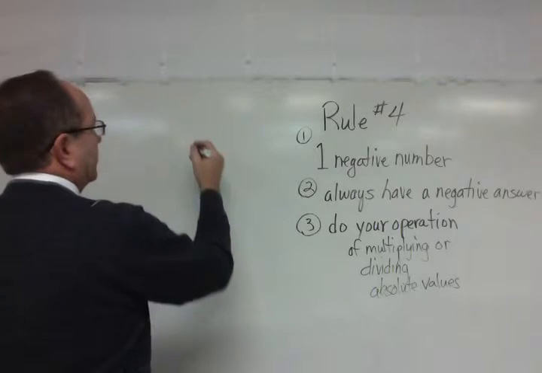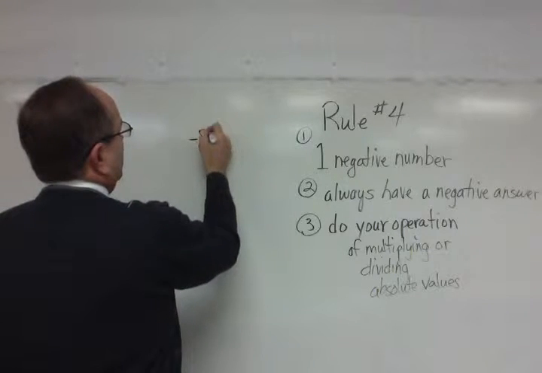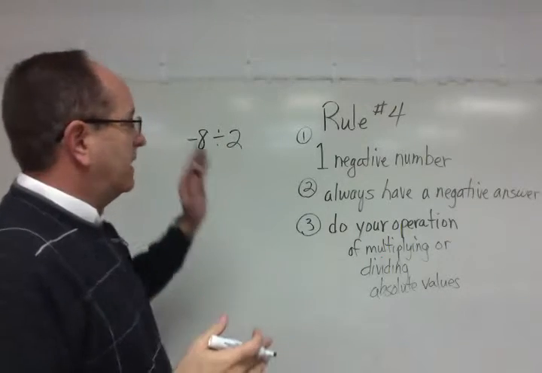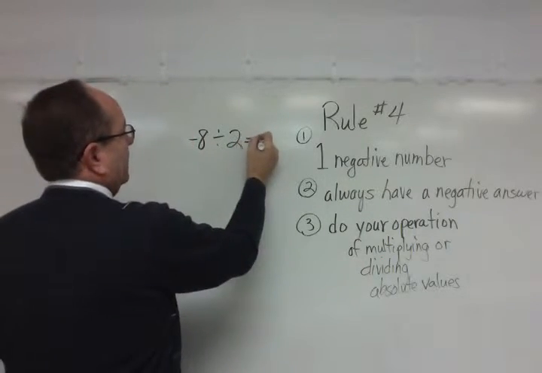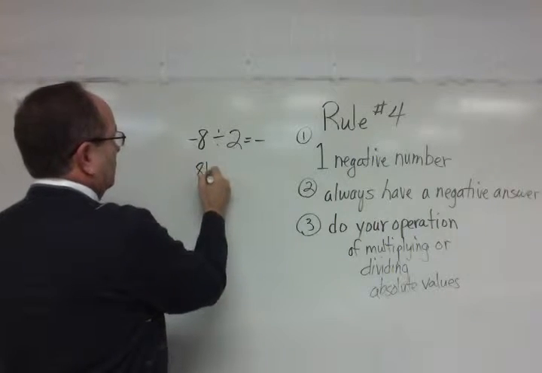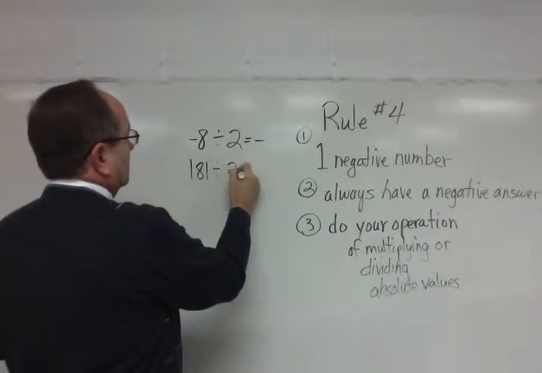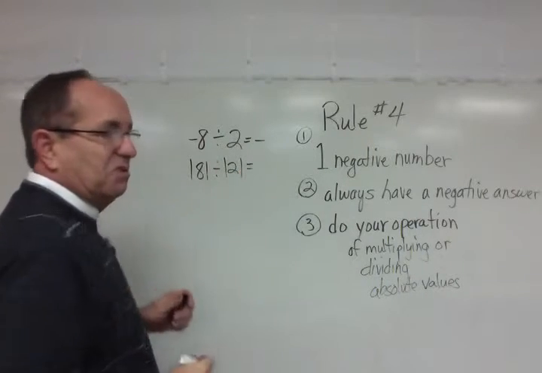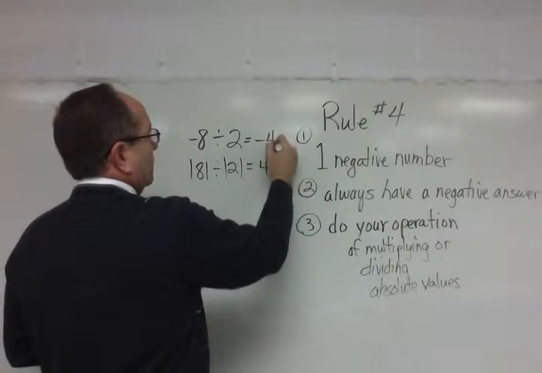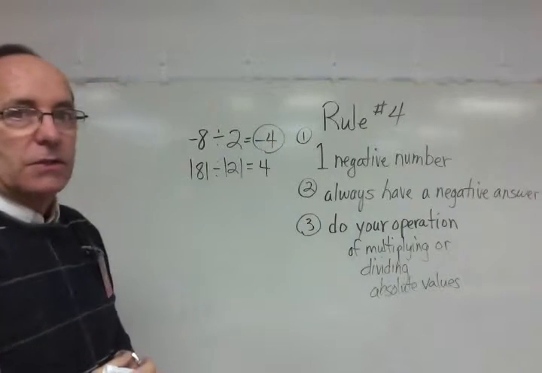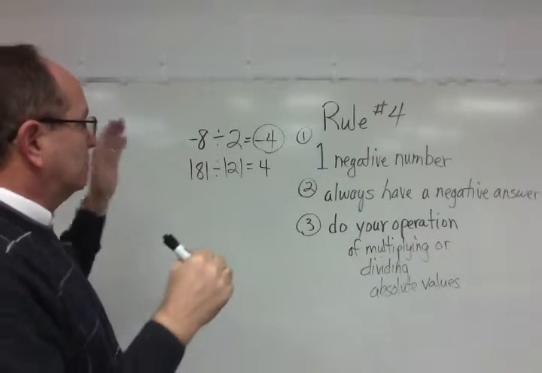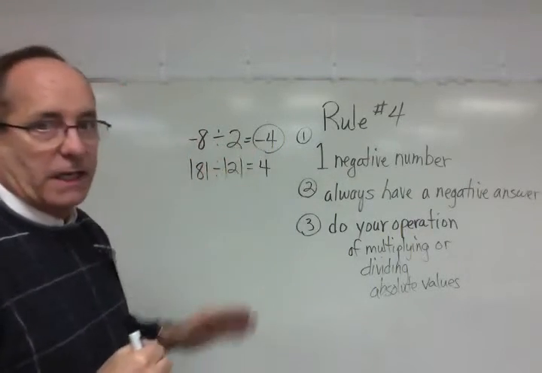Division works the same way. Let's say I have negative 8 divided by 2. It doesn't matter. Again, I have one negative, so I know my answer is going to be negative automatically. And so I just take absolute values, digit divided by digit, 8 divided by 2 is 4, so my answer becomes negative 4. So it's just following that rule number 4. One negative number means I have a negative answer.